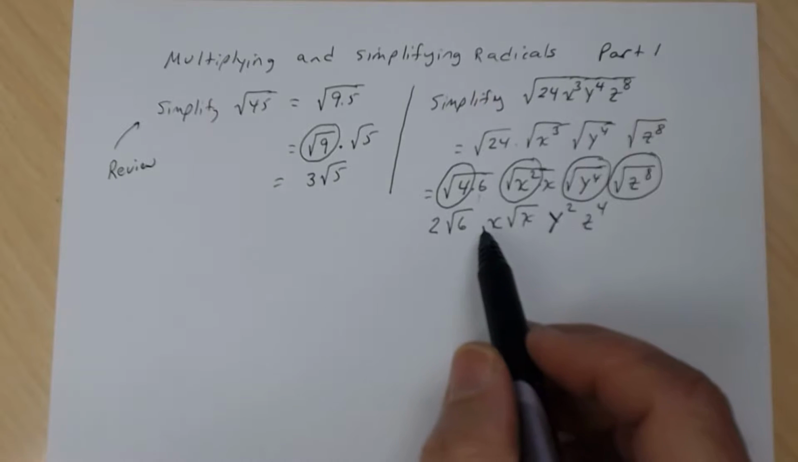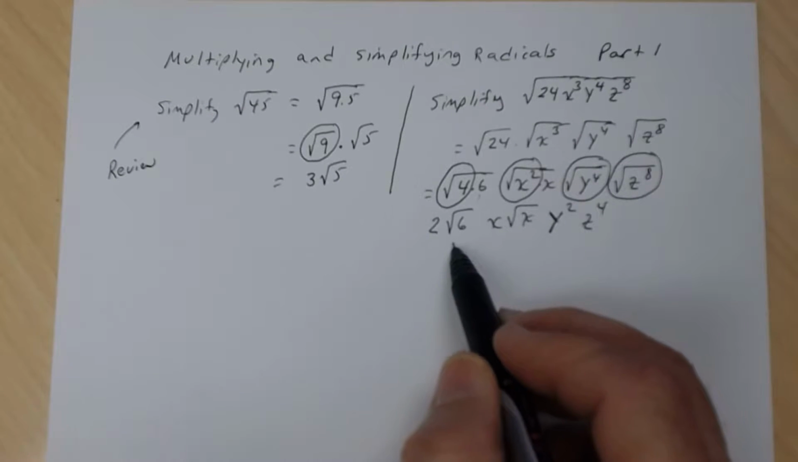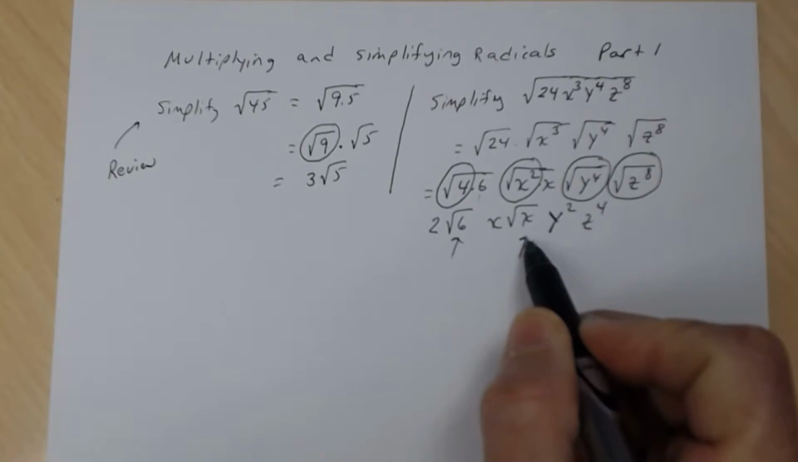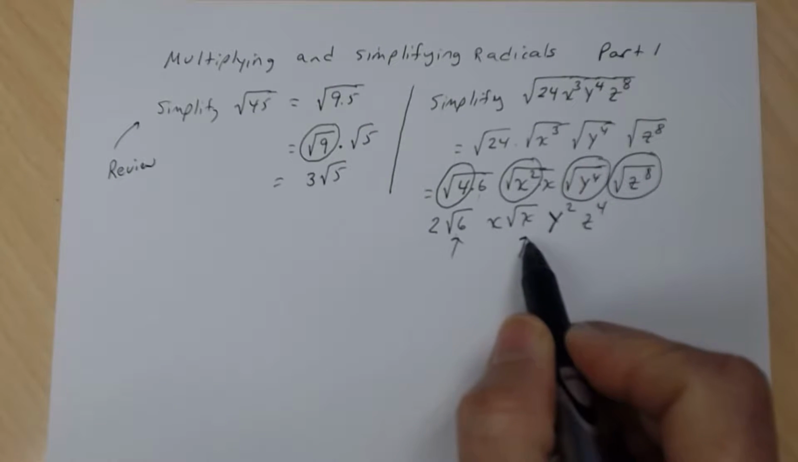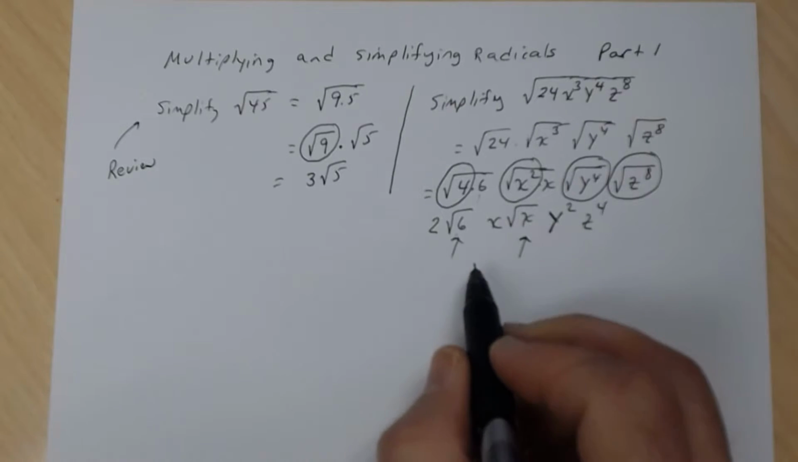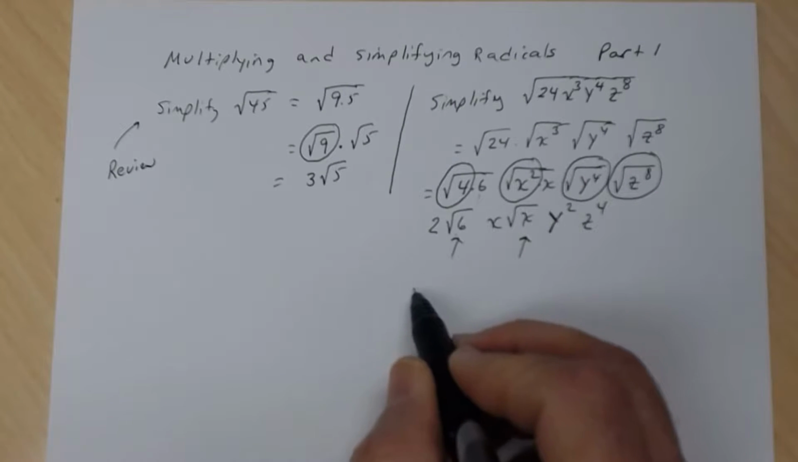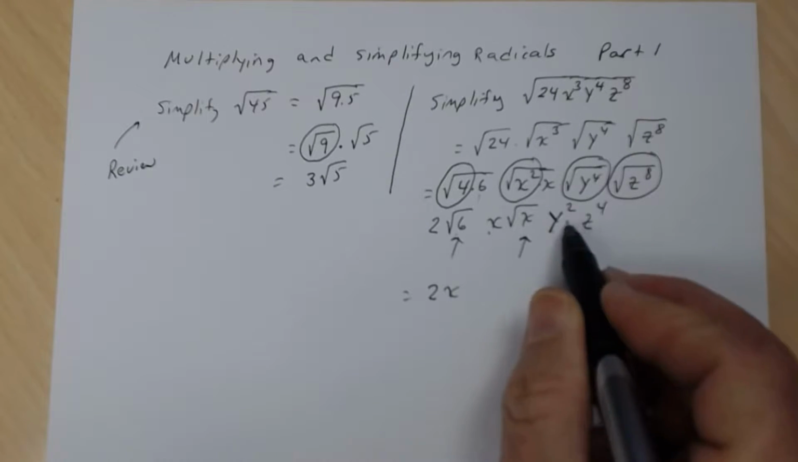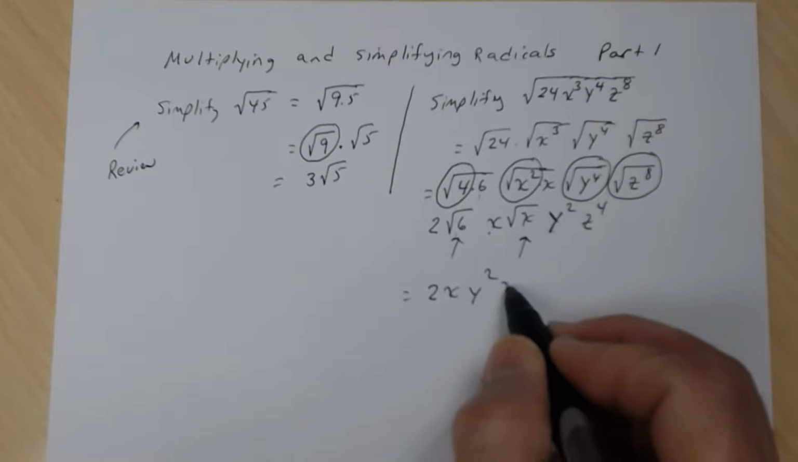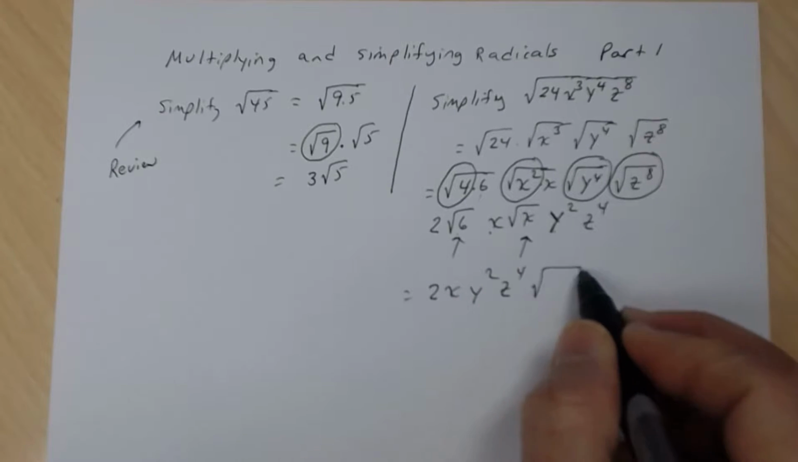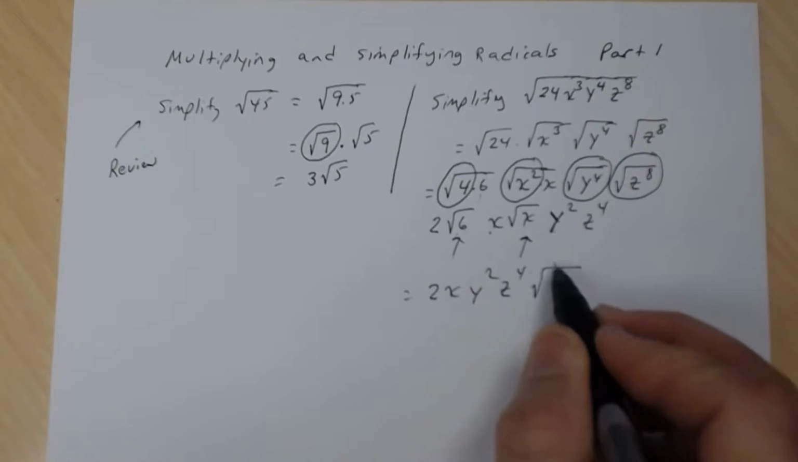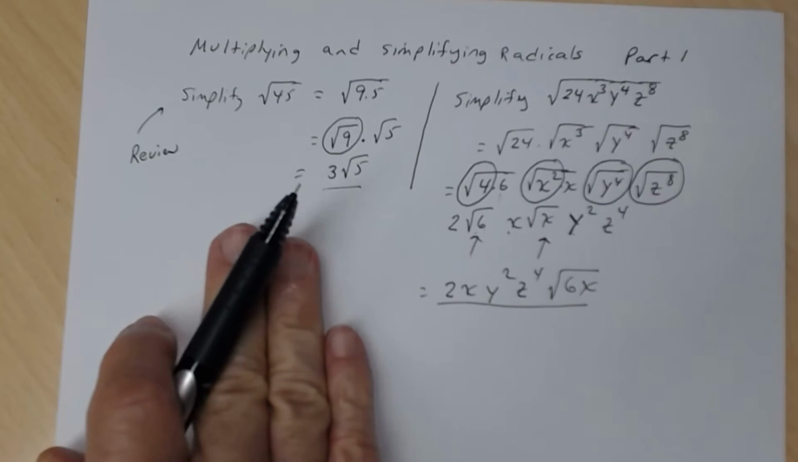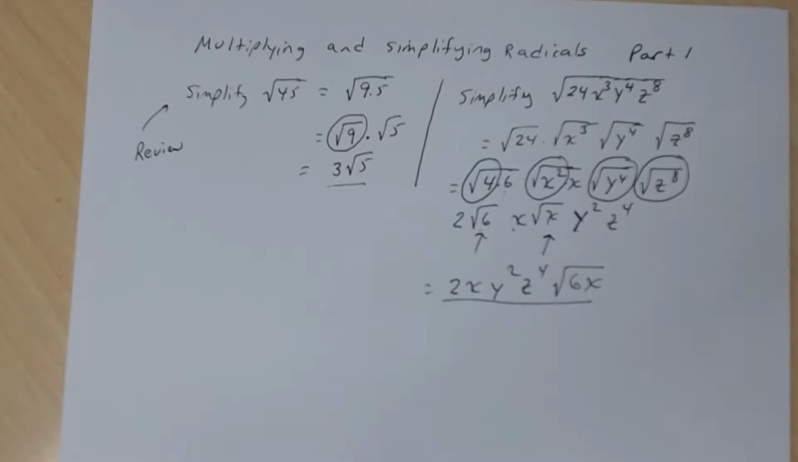All right, so now here's this idea where we had the square root of 6 times the square root of x. So the square root of 6 times the square root of x is the square root of 6x. So that becomes 2x y squared z to the 4th times the square root of 6x. Right. So this is basically a review from the previous lesson.